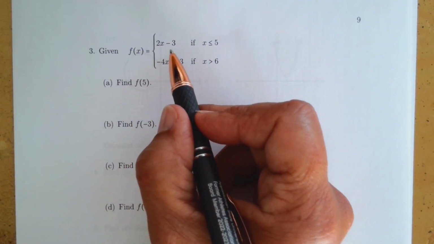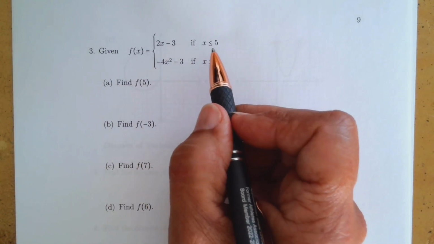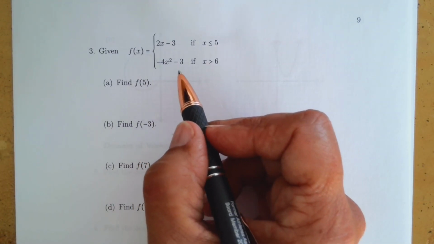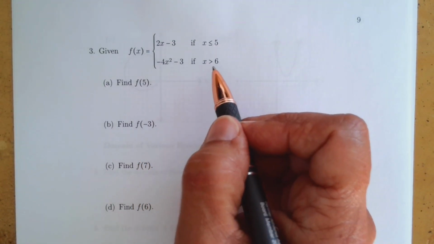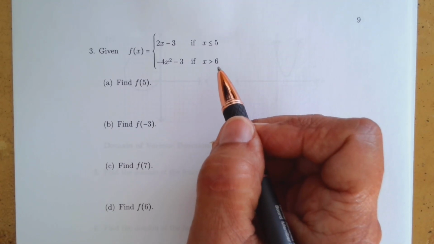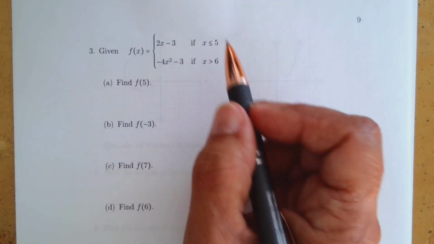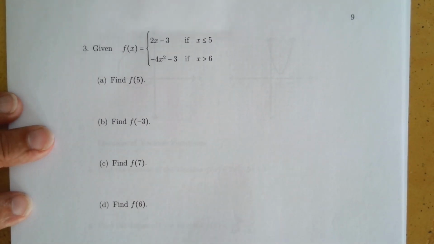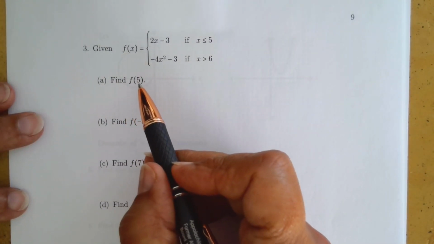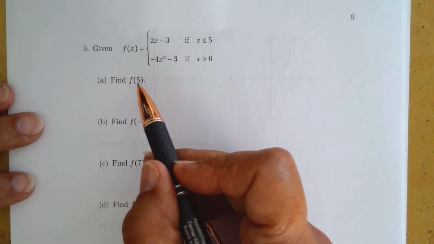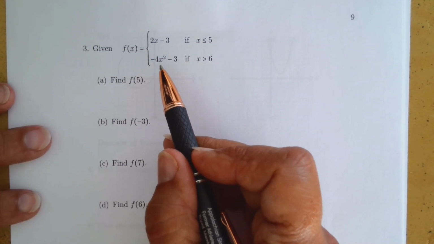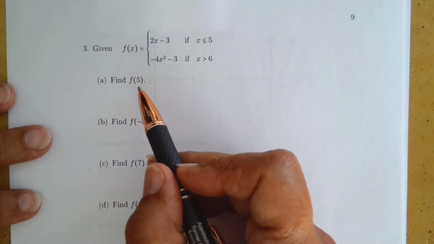So we're going to use 2x minus 3 if the x given to me is less than or equal to 5. And I'm going to use -4x squared minus 3 if the x given to me is greater than 6. If it's anything other than that, then I can't do the work. So you got to pay attention to the numbers given to you. All right, so first off, find f of 5. And we're still replacing any x with this number, but now we got to choose which expression I'm going to be using.